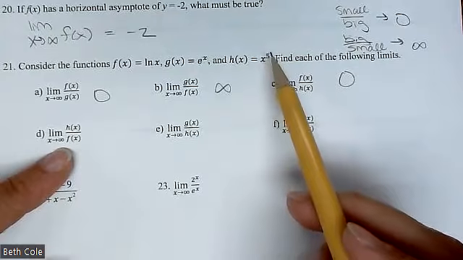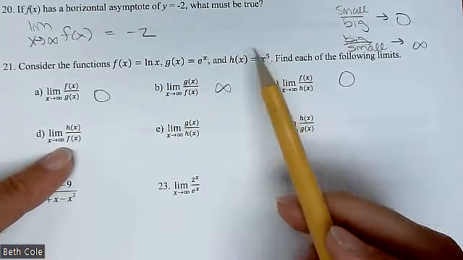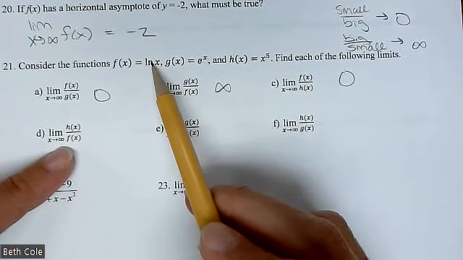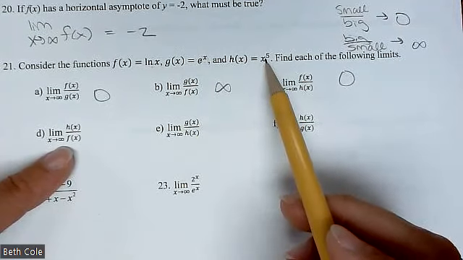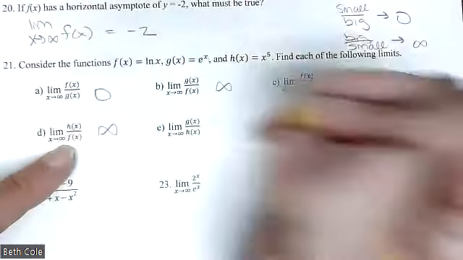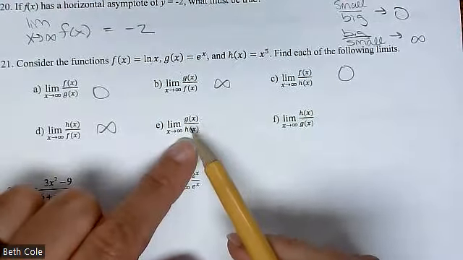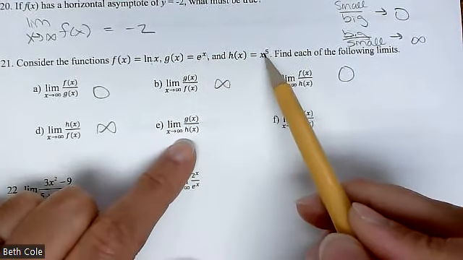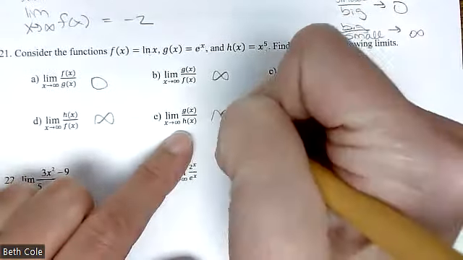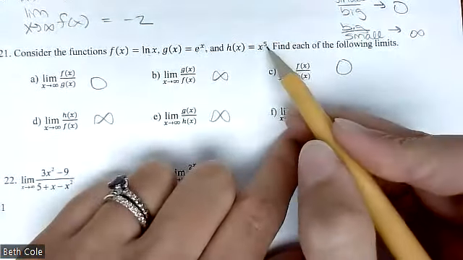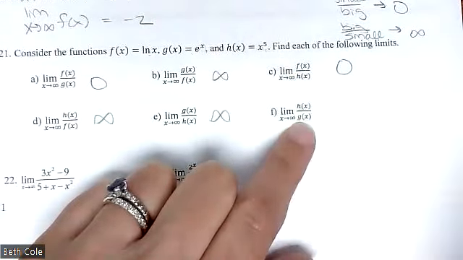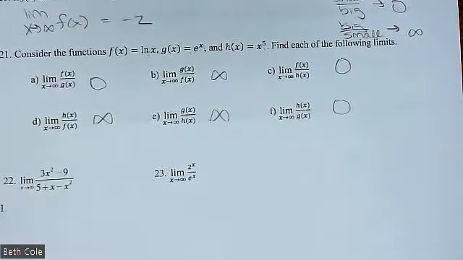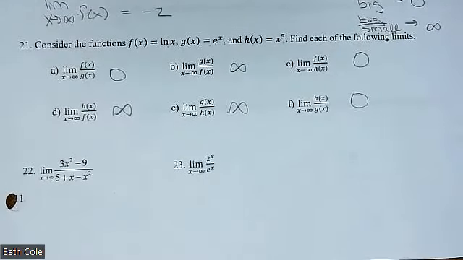H over f, so that's x to the 5th, so a polynomial over a logarithmic. That one's infinity. Big over small, so infinity. And then the last two. So g over h, that would be exponential over polynomial. Big over small is infinity. H over g, so that's a polynomial over exponential. That's going to be this kind of situation. So 0. So if we don't know, it's 0 or infinity.